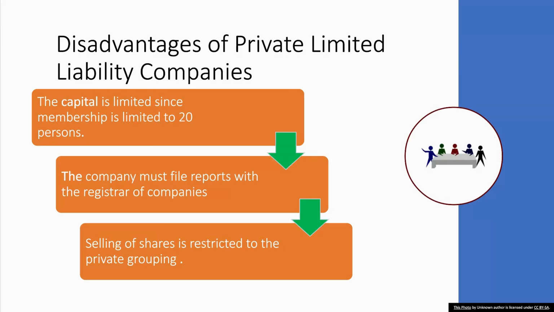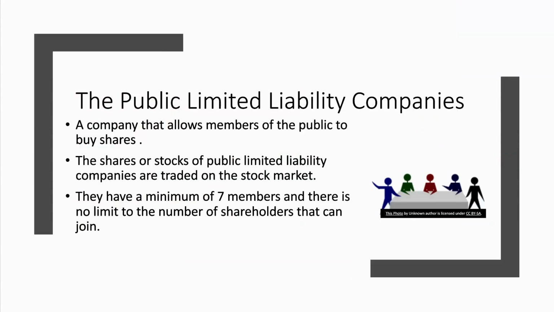Now we're going to be looking at the public limited liability company. How is it different from the private limited liability company? The public limited liability company is a company that allows members of the public to buy shares. So anybody who is a part of the public can buy shares. The shares or stocks of public limited liability companies are traded on the stock markets. And in Jamaica, our main one would be the Jamaica Stock Exchange, right?